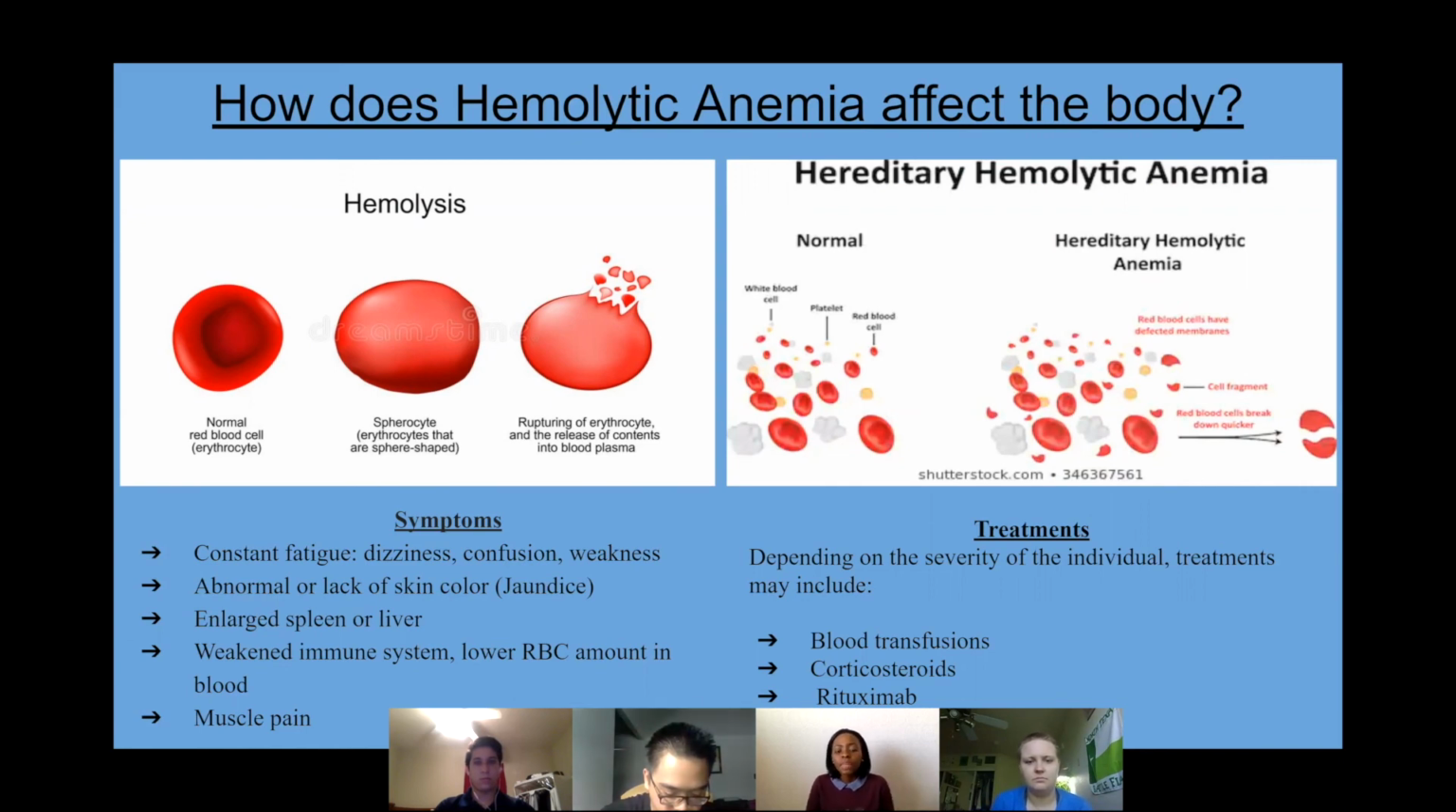In addition, hemolytic anemia exists in variable degrees, so for this reason, treatment options may vary based on the severity of the individual. Now, this is the end of our presentation.